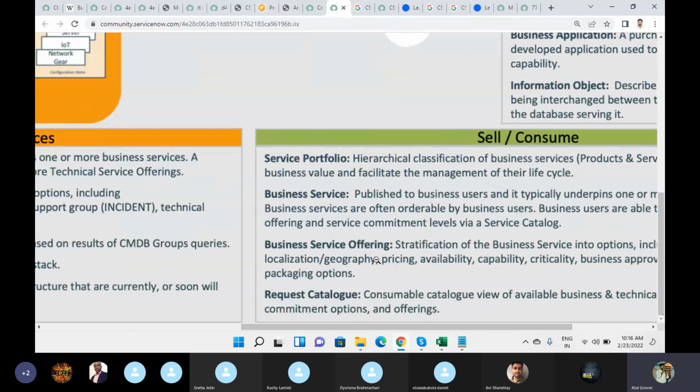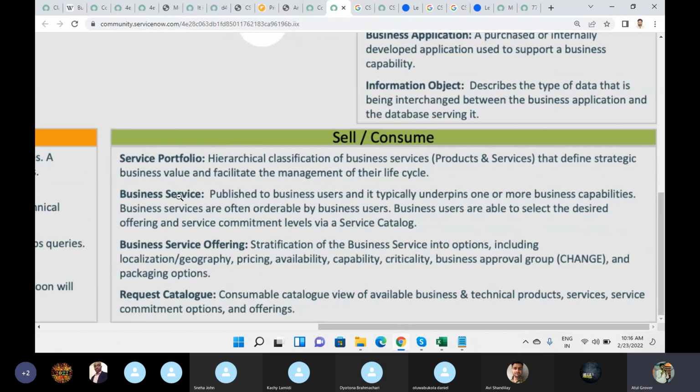Okay. Business service offering says that when you divide your business service into multiple categories, like location wise, pricing wise, availability wise, capability wise, critical wise, business approval wise. Let's say if in a batch I have more than 10 students, the fees will be this much. That is one offering. If in a batch I get 50 students, the fees will be this. If I am teaching US students, the fees will be this.